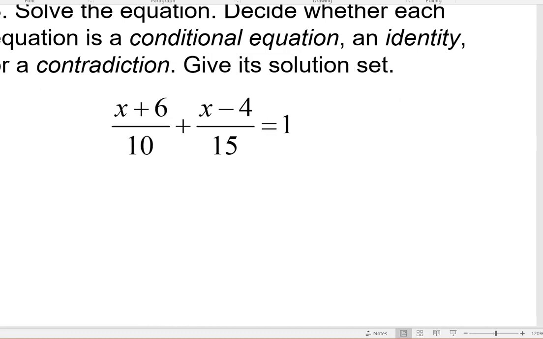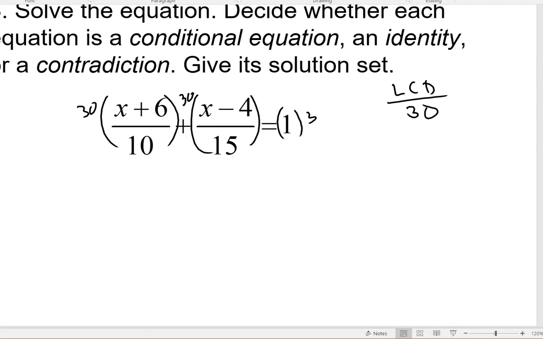Now this one, I definitely recommend getting rid of the fractions. I've done it when I was learning this as a student. I was pretty good at fractions, so I would just leave the fractions. I don't recommend that. I would say that both 10 and 15 go into 30. Now remember, I'm not wanting to make them both a 30. I can. But what's easier is just to multiply each term times 30. We're going to bust some fractions.